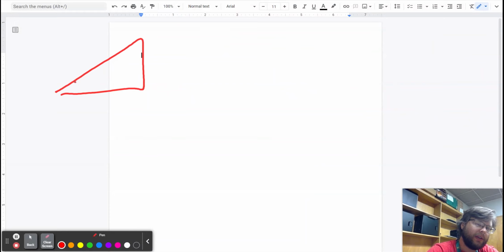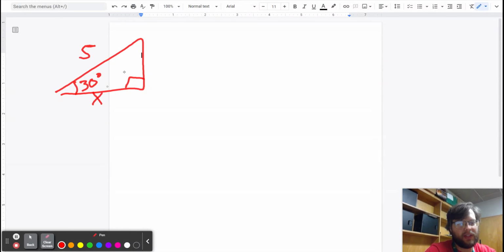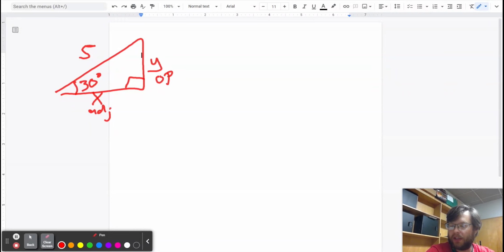Let's say I've got a right triangle. I know one of these angles is 30 degrees. Here's my right angle. And let's say that I know this side here is 5, but I don't know what this side is, and I don't know what this side is. Well, this side is called the adjacent side because it's touching the 30-degree angle, and this side is the opposite because it's not touching the 30-degree angle. And this is the hypotenuse because it doesn't touch the right angle. So I can use sine and I can use cosine. Tangent wouldn't help me here.